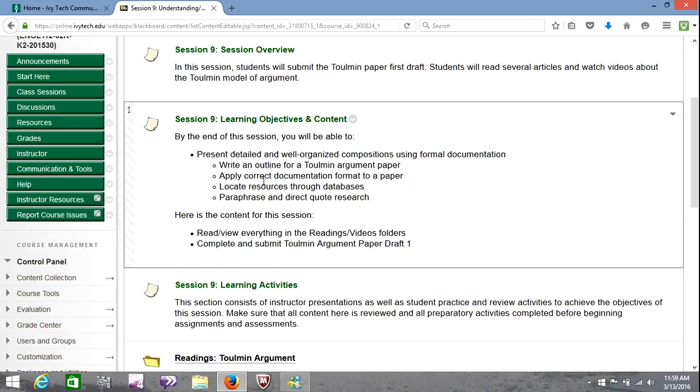In next week, in week 10, session 10, we will get to doing peer reviews and working on the annotated bibliography.